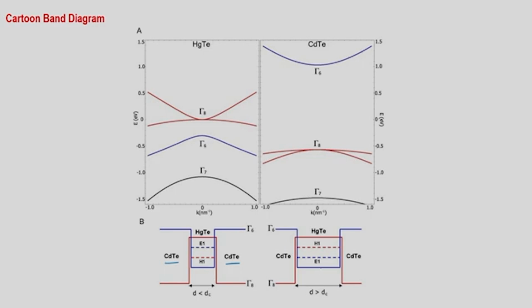And when the width of the well is increased, so this way you increase the width of the well, and when D is greater than D_C, one has an inversion, so the electronic level comes below the hole level. So this is a trivial insulator, and this is a topological insulator, and in particular it is a QSH phase that emerges.